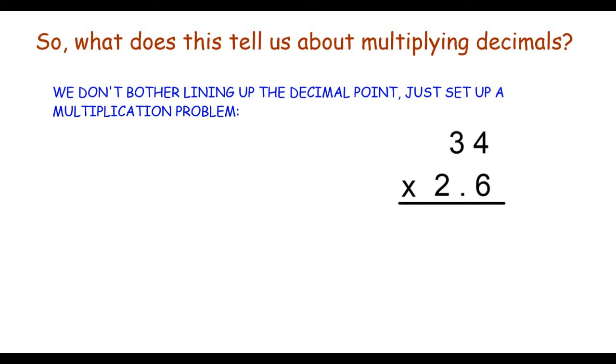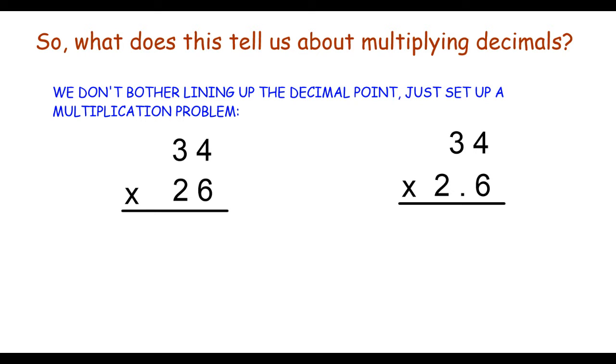So if we want to get from factors to product in the most efficient way possible, we don't line it up. In class, we'll talk about how we adjust when we do line it up. In the video, we're not going to. So first, we don't bother lining up the decimal point. We just set up the multiplication problem. And it's going to be set up exactly like the problem that we said before.